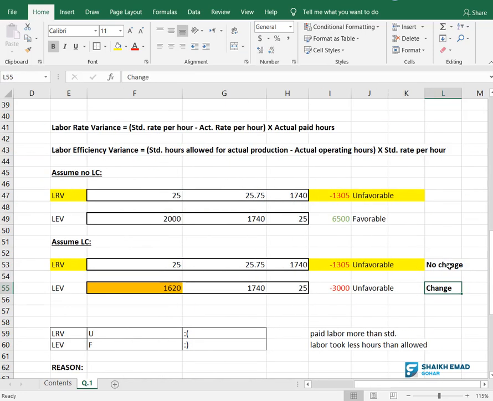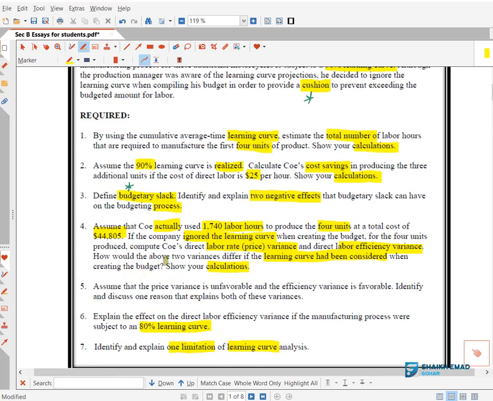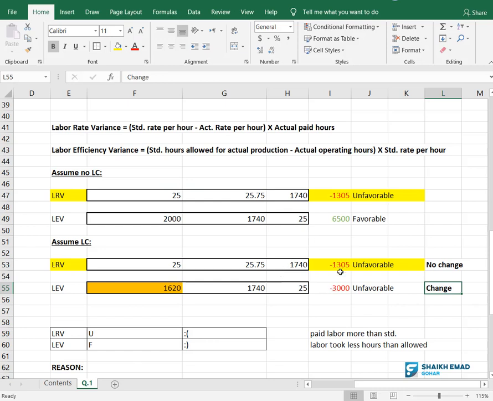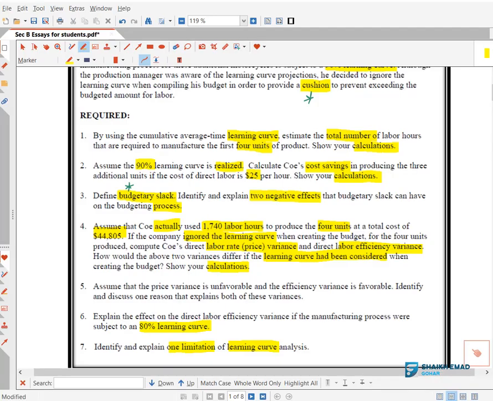Now see, my friends, why I wrote like this: because the examiner is asking how these variances would differ. He is not only asking for calculation, so please don't just give the calculation and move on. You have to tell them labor rate variance will not change, efficiency will change, and it will become unfavorable this much. The way they are asking the question, you have to reply in the same manner. So you will say, if the learning curve is considered, there is no impact on the labor rate variance, but the efficiency variance will become 3000 unfavorable.